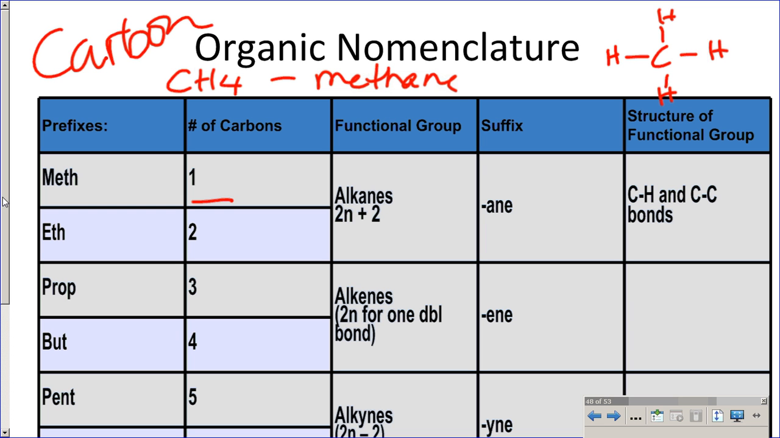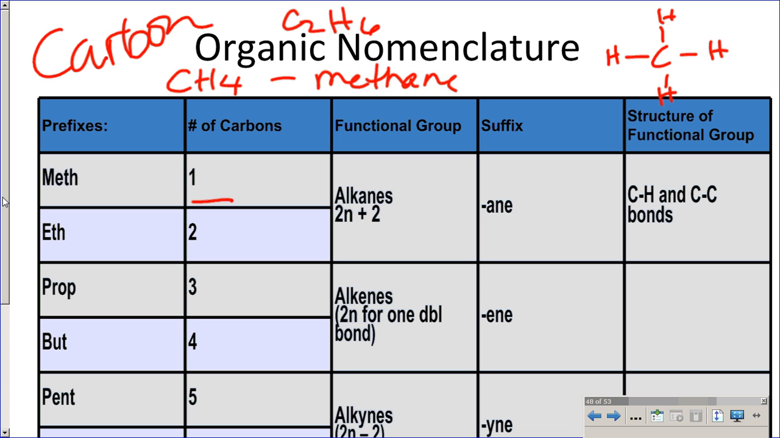So if I write another one, C2H6, how many C's do I have? 2. So I say two C's by saying eth. Who's heard of ethanol? Ethanol, carbon dioxide and ethanol produced from yeast alcoholic fermentation in biology. Okay. Ethanol has 2 carbons in it.